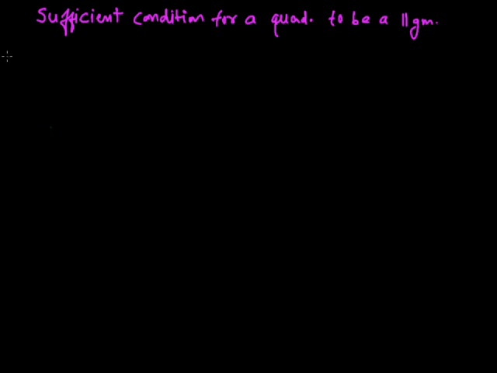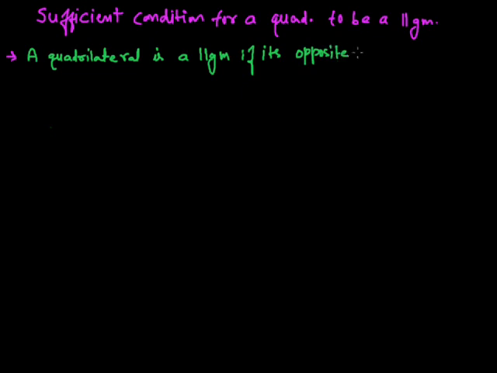Now, first condition, a quadrilateral is a parallelogram if its opposite sides are equal. Opposite sides are equal. Second one, a quadrilateral is a parallelogram if its opposite angles are equal.